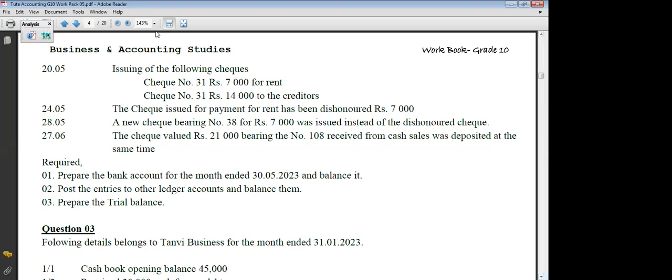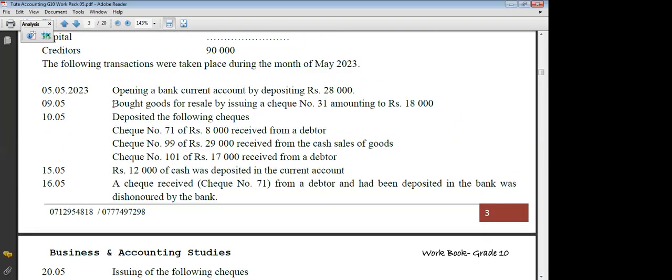Excuse me, sir. Yes, Hasindu. Sir, how to record the transaction of 9th May? 9th May. Yes. Second transaction. 9th May, below. Bought goods for resale by issuing cheques. Then bank account credit, purchase account debit. Bought goods means they have purchased stocks. Purchase account debit, bank account credit.